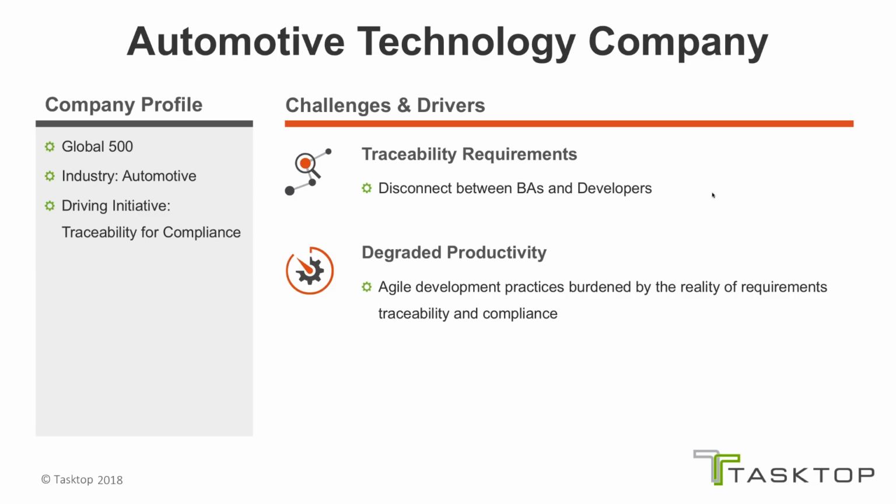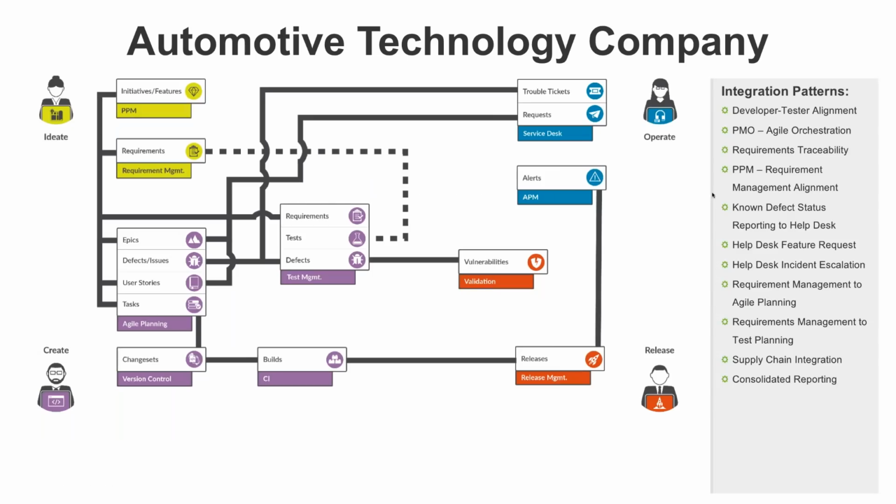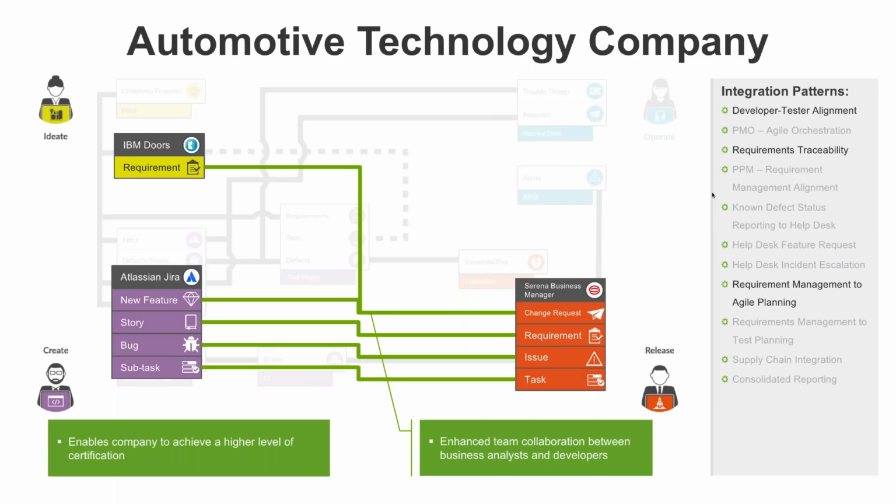They found that there's a significant disconnect between the BAs and developers. What's interesting is that they desperately wanted to be modern and do agile development practices, but they were literally burdened, and I think that word is the perfect word, burdened by the reality of requirements, traceability, and compliance. So they came to us, and they are flowing requirements from DOORS to Jira, and they're also using Serena Business Manager to a certain extent to help manage change requests for releases. So they're using a combination of three different patterns.